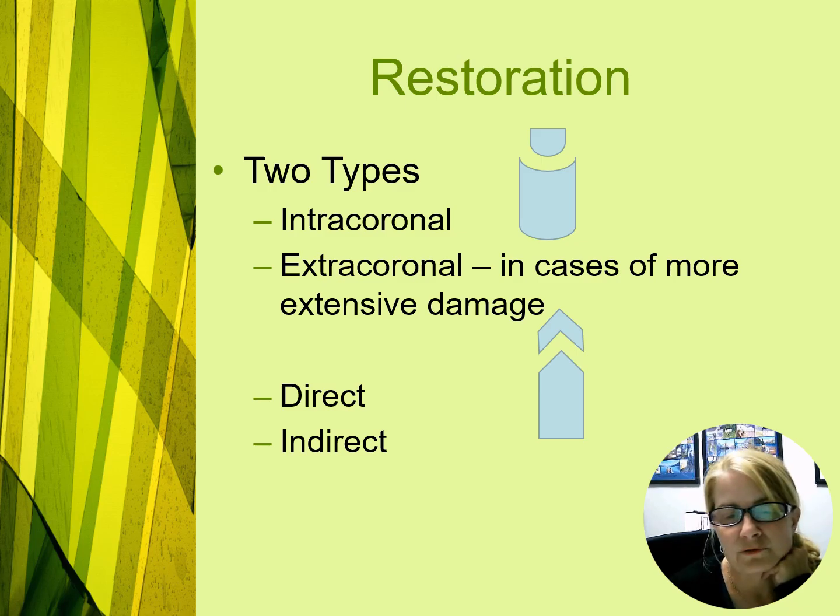And then we have two types of restoration. Intracoronal, within the crown of the tooth, and extracoronal, and this would be more like crown and bridge in cases of more extensive damage. So a crown completely covers the tooth all the way around and on top. And then we've got direct, so amalgam, composite, and cements like GI that are used as a filling material, or indirect when they're made somewhere else and then placed on the tooth.